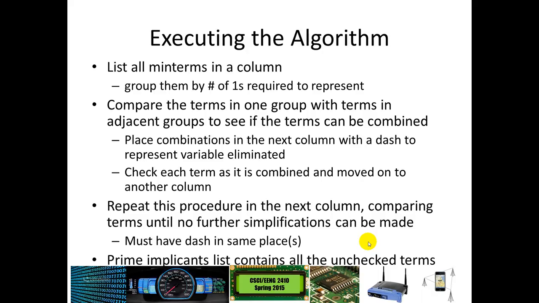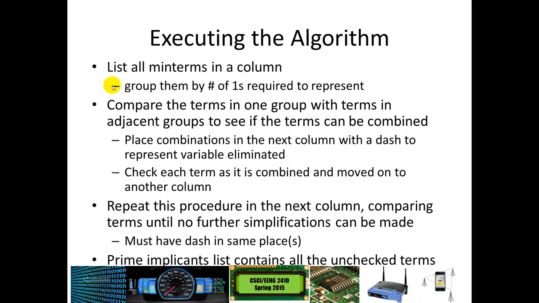And so what we're going to do is get all those groups together. So your 0 ones group, your 1 ones group, your 2 ones group, etc. And then you're going to look group by group, comparing all the terms from one group to the adjacent groups and seeing which ones can be combined. Then you're going to check off those min terms. Since they can be combined, they are therefore not going to be prime implicants and can be checked off the list. And then you're going to write down what that combination would be in the next column.